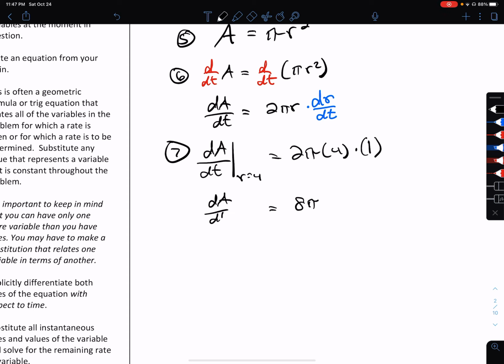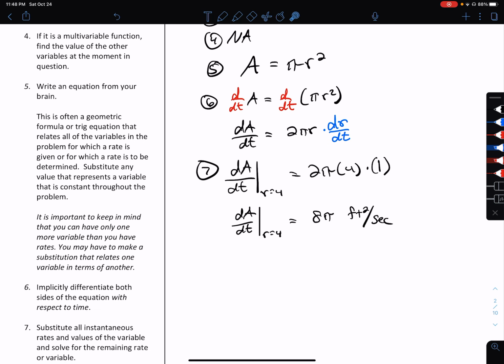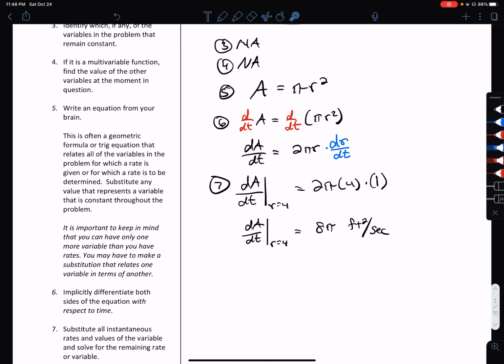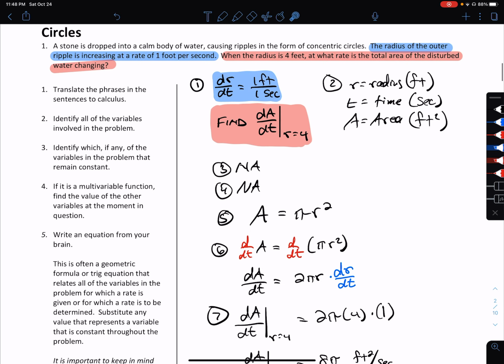Every time you get an answer in which there are units, you need to put units in your answer. What kind of units would area be in? We said at the top, area is in square feet. What kind of units is time in? We said at the top, it's in seconds. Here's what this means. When the radius is 4 feet, the area of the circle is increasing by 8 pi square feet every second. It's an instantaneous rate of change. That concludes a circle example. The next example I will do is for a cylinder.